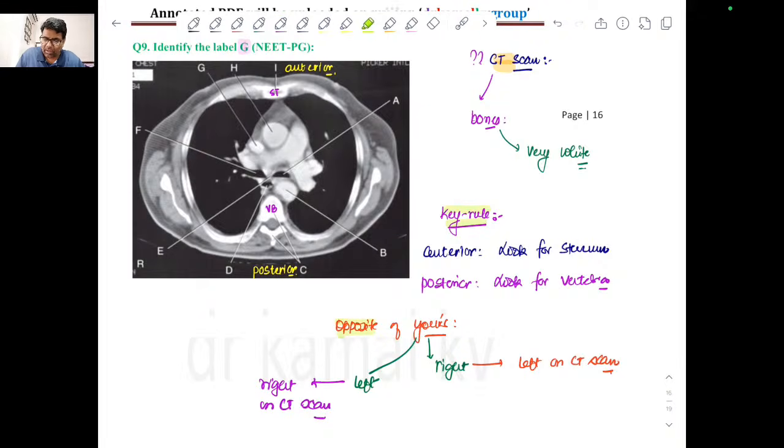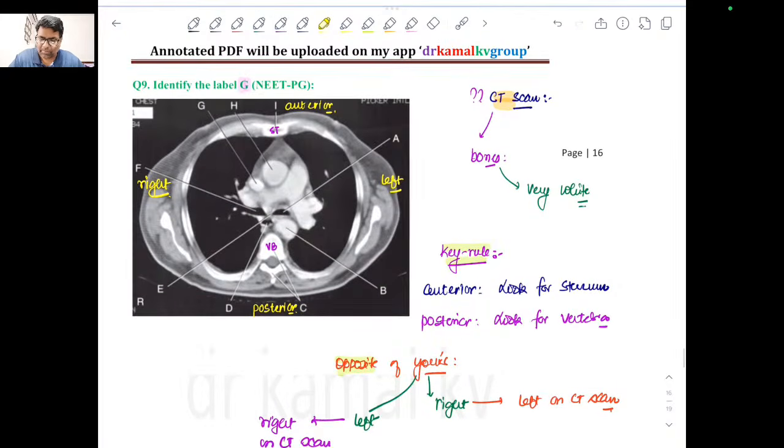Suppose you are looking at this particular CT, this will become left and this will become right. Is that clear? This is the whole trick. If you remember this, you will never be wrong in your answer, right? So your right should be left and your left should be right on the CT scan transverse section. Now let us move forward to the labels.